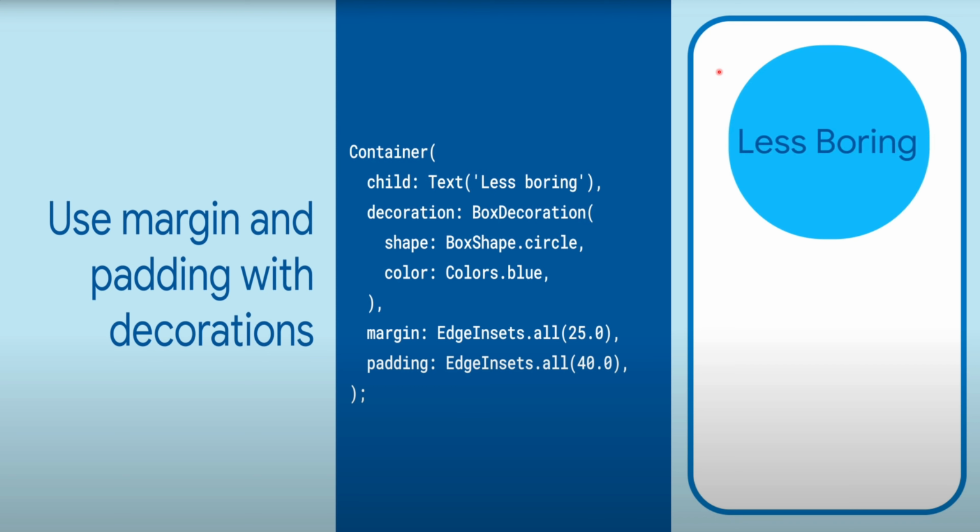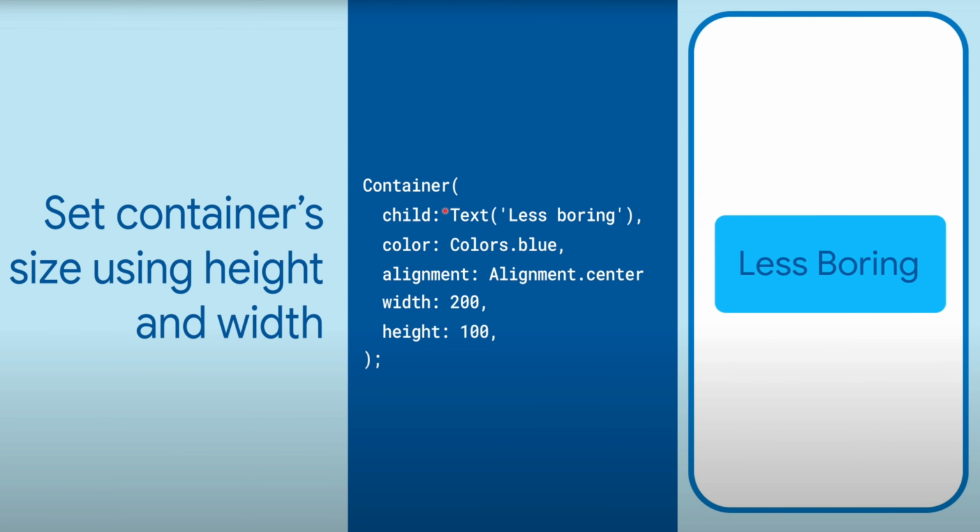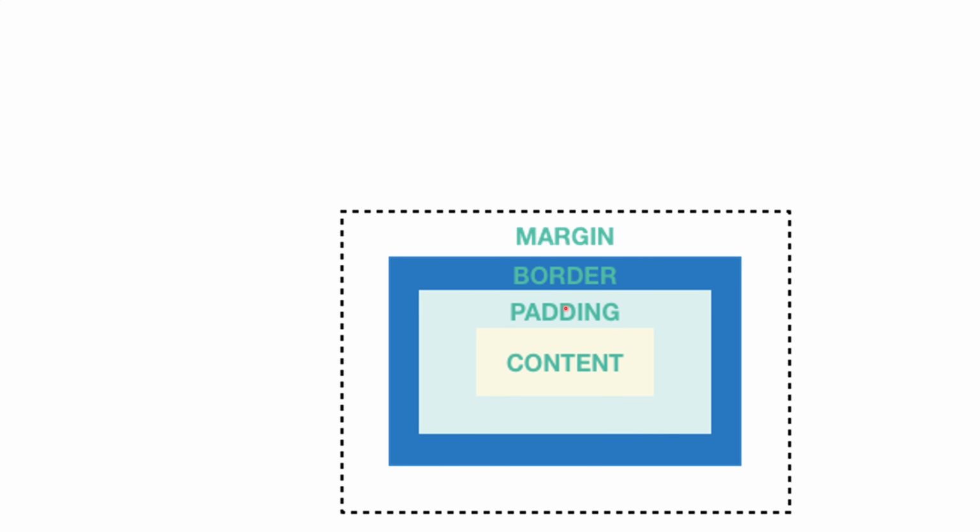Additionally, you can also define the length and the width, or you can say the height and the width, of the widget or of the container as well. Over here we have defined a width of 200. So the width is 200 on this side, and the height is 100 on this side. The text inside, whatever that child is, will be centrally aligned, and again the color is blue. So this is a better way to look at it.